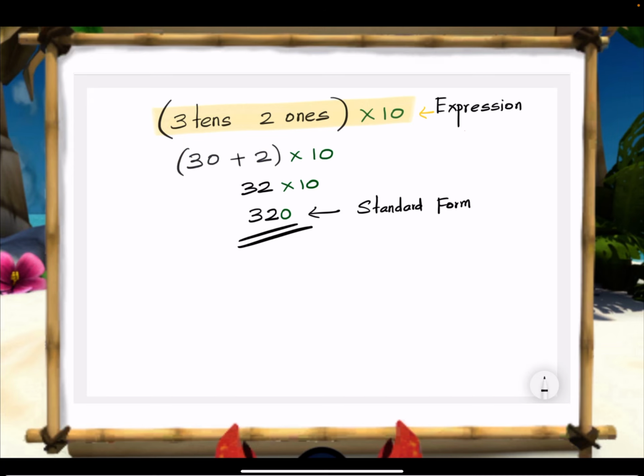Now, take a closer look at the answer. So when you multiply 32 with 10, it gets a 0 added to it, right? So that is what it is like. Whenever you multiply any number with 10, a 0 adds to the number. So 32 times 10 becomes 320.